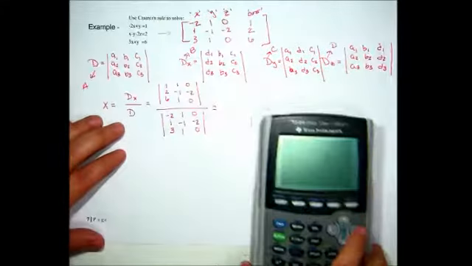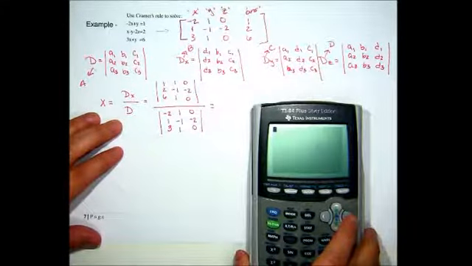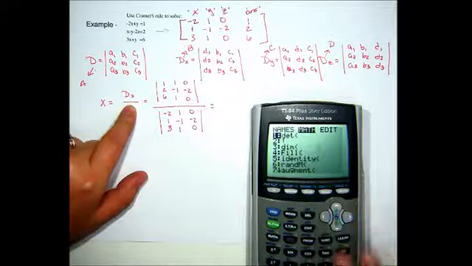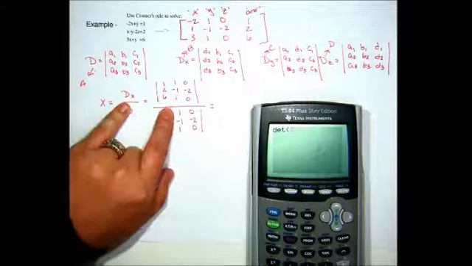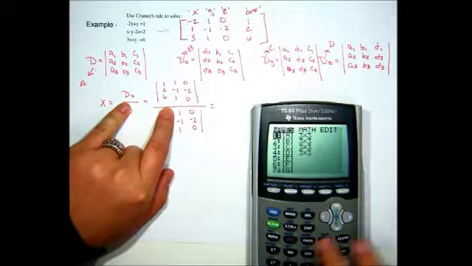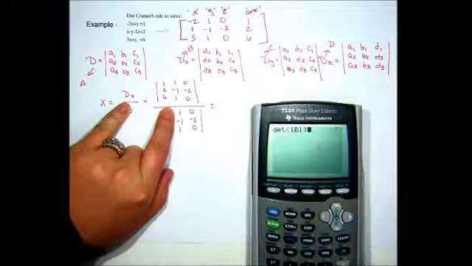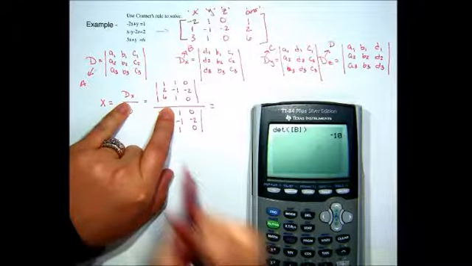So, what I want is to go into matrix and find the determinant of dx, which in my case was the second matrix. Always make note and remember which matrix you name what. The determinant of this matrix dx is negative 10.